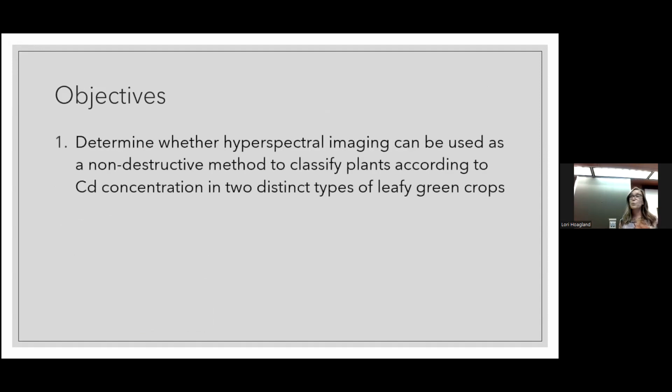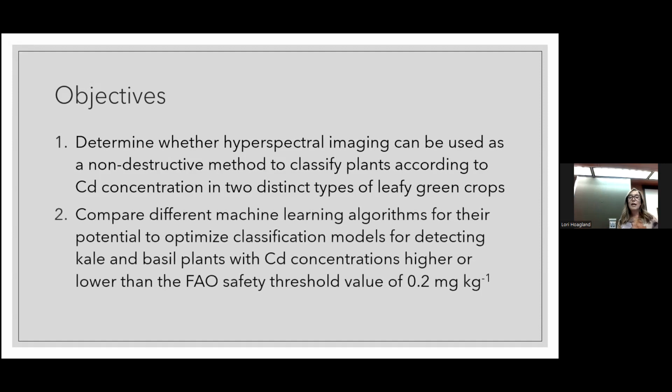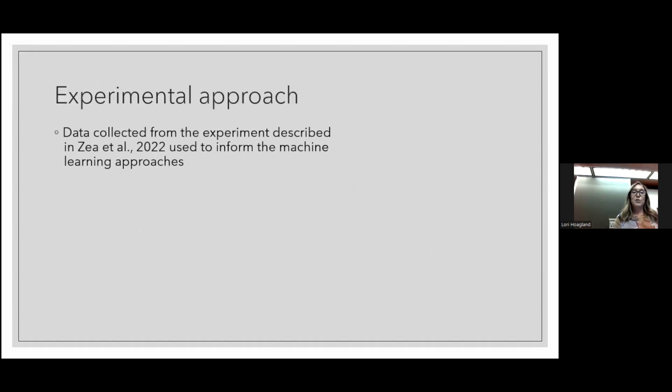So the objectives of this study: first, we just want to determine whether hyperspectral imaging can be used as a non-destructive method to classify above and below these safety thresholds. And then we wanted to compare different machine learning algorithms for their potential to optimize these models. And so we took all the data that we collected during Maria's experiment for this modeling approach.